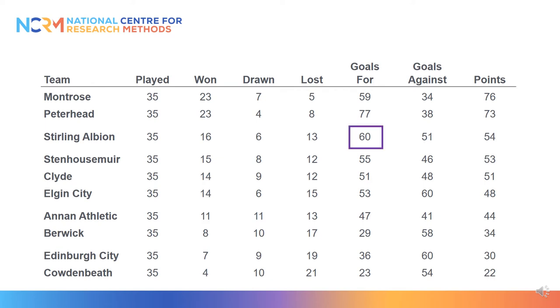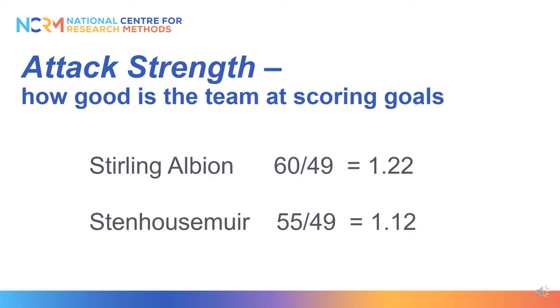Stirling Albion have scored 60 goals and Stenhouse Muir have scored 55. If we take a ratio of the team's goals scored over the league average, then we have a measure of their attack strength, or the quality of their attack. Stirling Albion have scored 60 goals, and the league average is 49, so they have an attack strength of 1.22. Stenhouse Muir have scored 55 goals, and the league average is 49, they have an attack strength of 1.12. We can infer that Stirling Albion score about 22% more goals than the league average, and Stenhouse Muir score about 12% more than the league average.